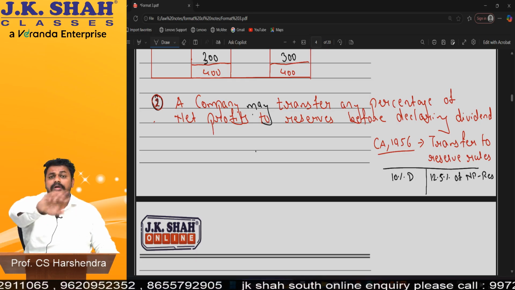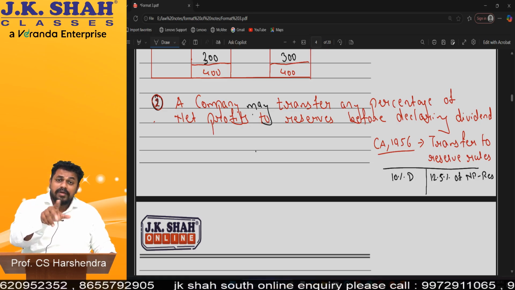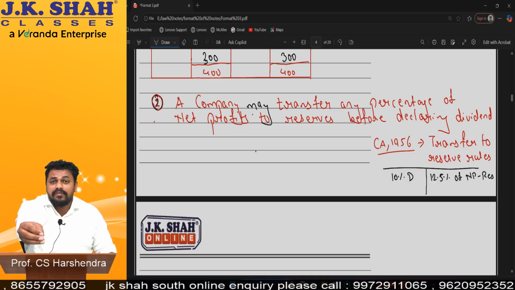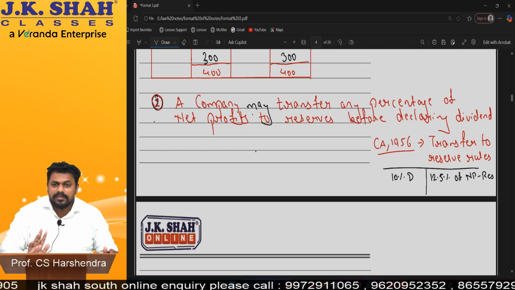Reserves. So for example, you earn 1000 rupees profit. So 12.5% means 125 you have to transfer to reserve. From the rest, 875, you have to pay dividend. And if that 875 is in this 10%, fine, no problem. Am I clear with this?